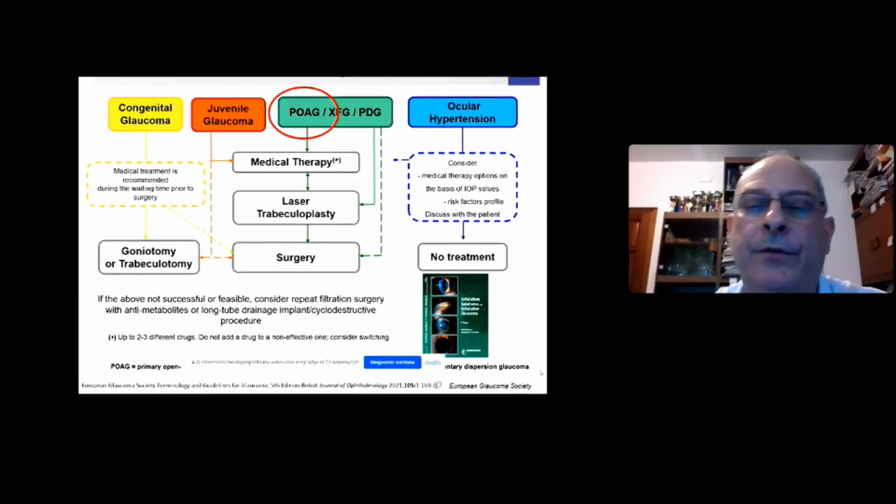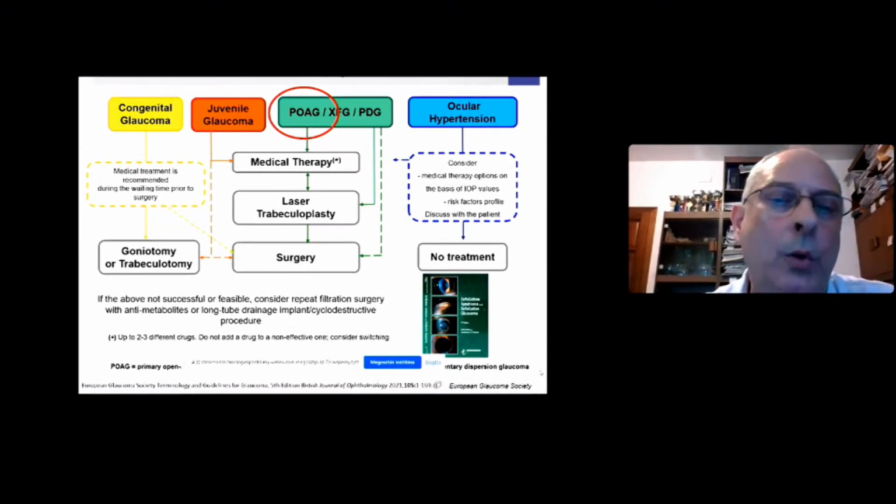It is very important to emphasize from the very beginning that my talk addresses open-angle glaucoma, which is primary open-angle glaucoma, exfoliation glaucoma, pigment dispersion glaucoma, some types of juvenile open-angle glaucoma, some ocular hypertension cases which require treatment, but I do not address angle closure glaucoma.